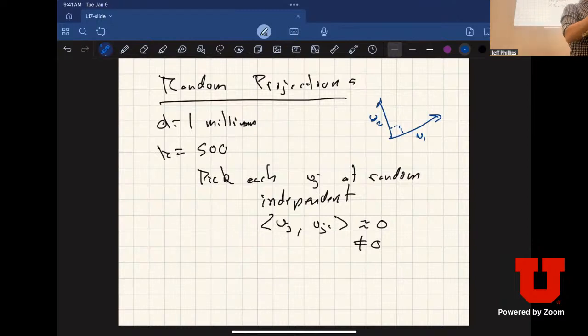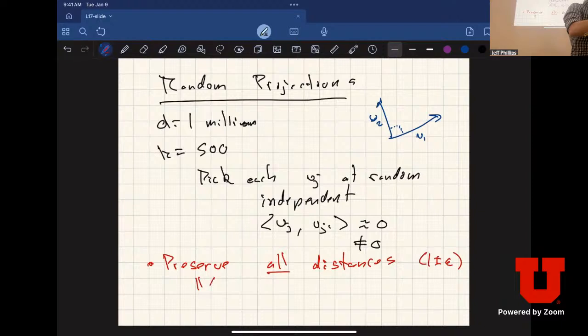Okay. The interesting thing about this, I think, one is that this can preserve all distances, up to 1 plus or minus epsilon.